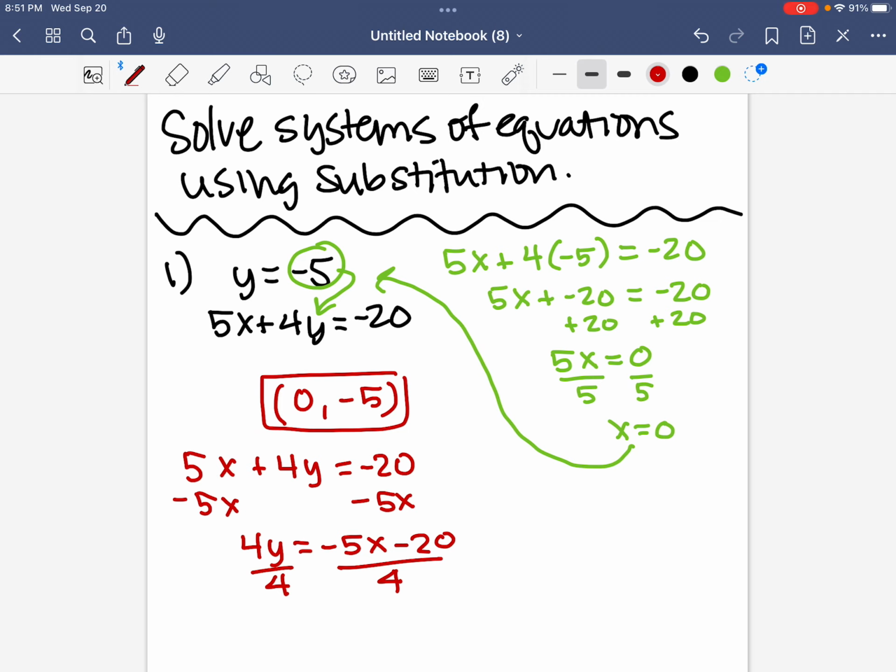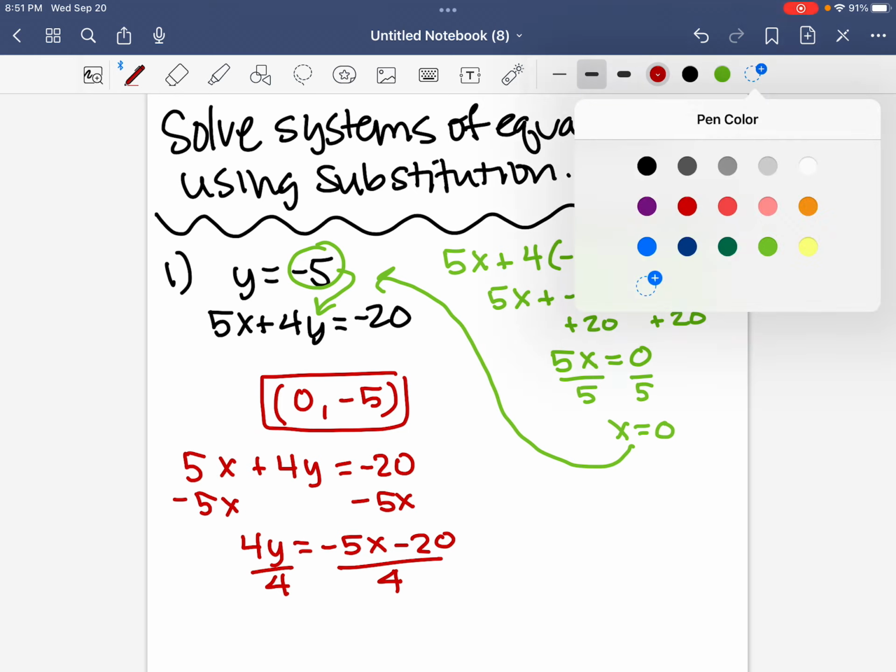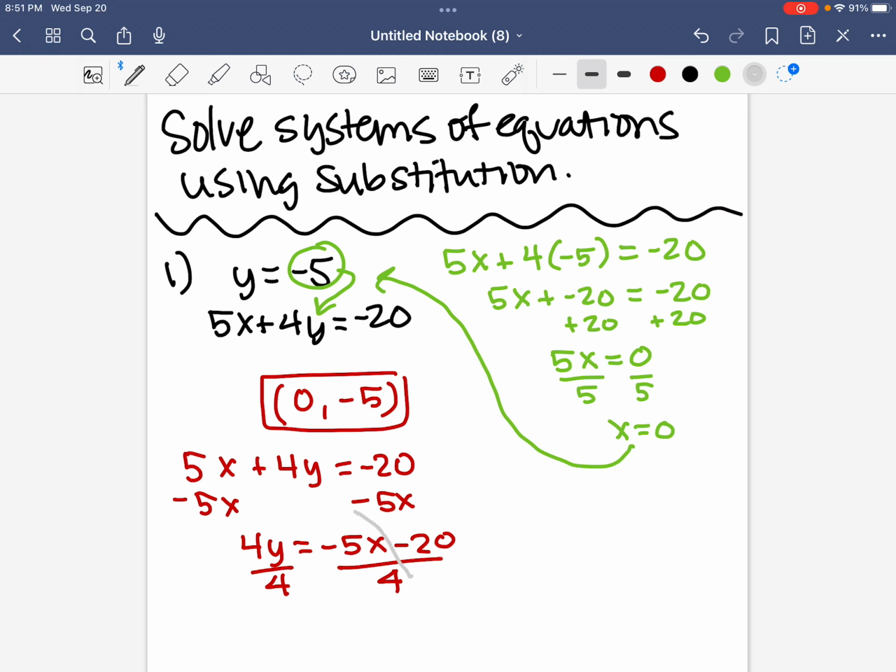Now, when you're dividing by 4, you have to be careful because the 4 is going to be divided by both terms there. So I'm going to be left with the 4 over 4 is just 1. So y equals negative 5 fourths x minus 5. Just like that.